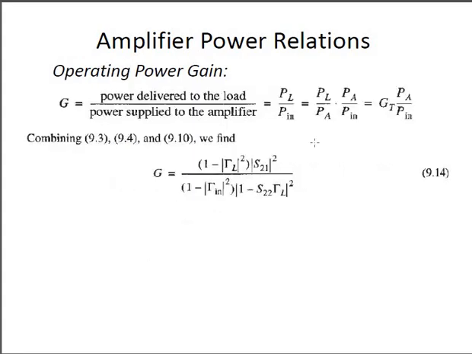So the overall operating power gain is equal to power delivered to the load by power supplied to the amplifier, that is PL by PN. So PL by PN we are going to multiply PA in both numerator as well as denominator. Then we can separate PL by PA can be GT. Then we have PA by PN. So GT already we derived, PA already we derived, PN already we derived, that is equation number 9.3, 9.4, 9.10. So we substitute all these things, we will get the overall operating power gain G is equal to 1 minus gamma L squared into S21 squared by 1 minus gamma N squared into modulus of 1 minus S22 gamma L whole squared. So this is the overall operating power gain.